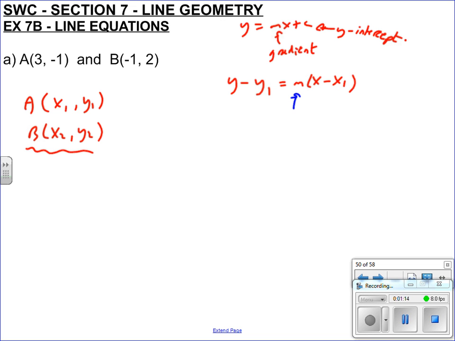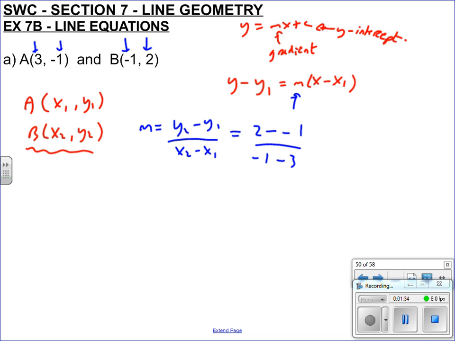So m is the gradient. We know from the last video that this is the same as change in y over change in x. So if this is y2 and this is y1, y2 is 2 take 1, and over x, so minus 1 minus 3. So we get 2 take 1, which is 3, over minus 4. So minus 3 over 4 is your gradient, okay?